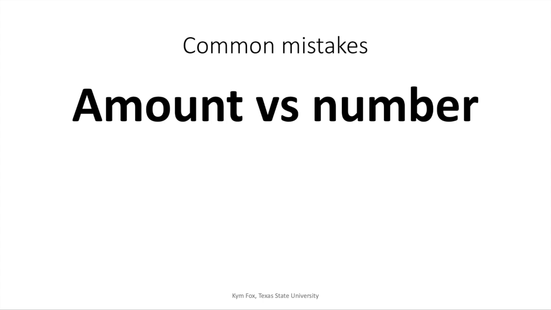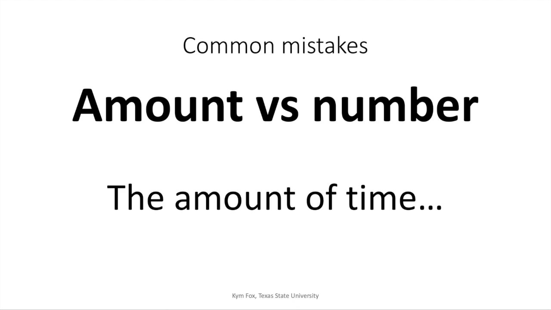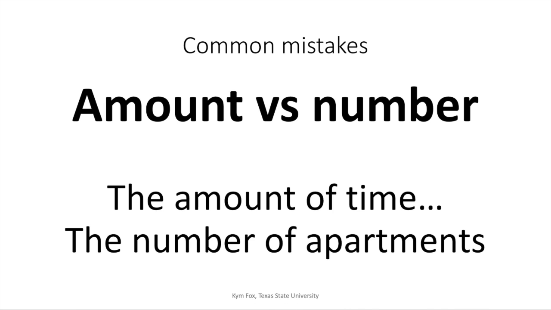Yep. Here's another thing that I see all the time: amount versus number. When you're typing these words, sometimes I see amount and sometimes I see number, and there is a specific time when you should use each of them, right? The amount of time, something that isn't easily quantified. The number of hours in the day, okay. The amount of time I have to do something. So amount versus number. The number of apartments.